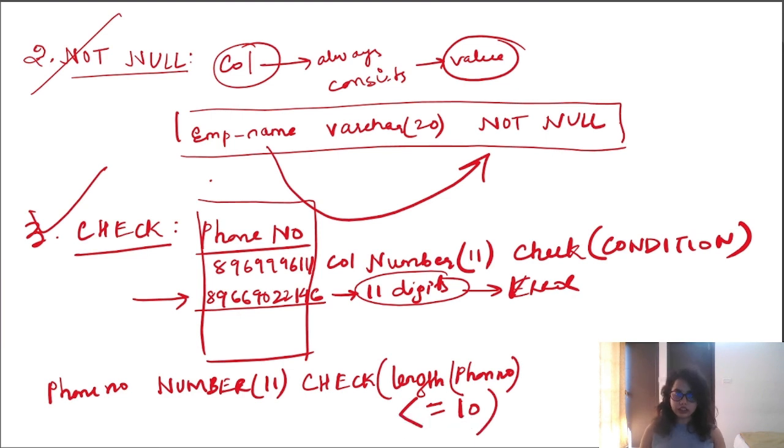That's it. In the next class, I'll sum up the unique, not null, and check constraints along with the data types using a table.